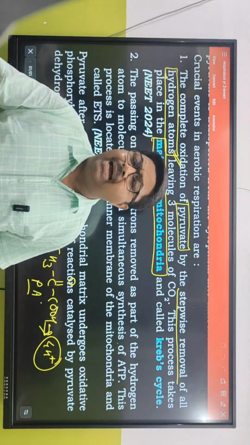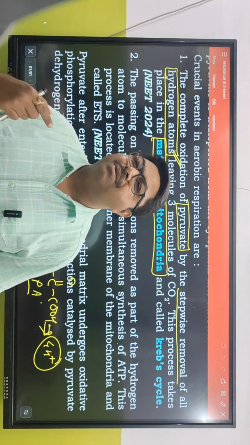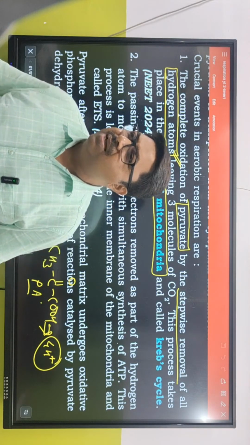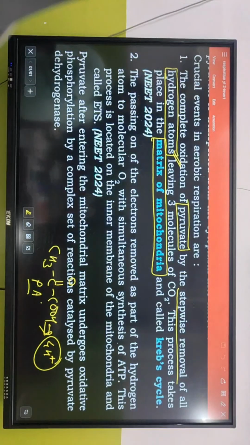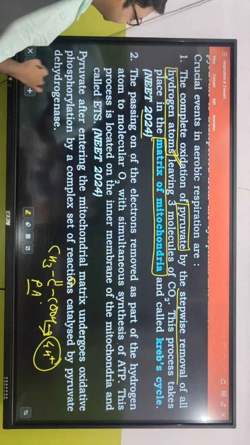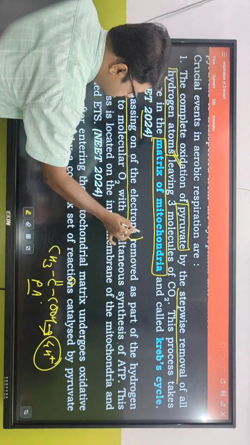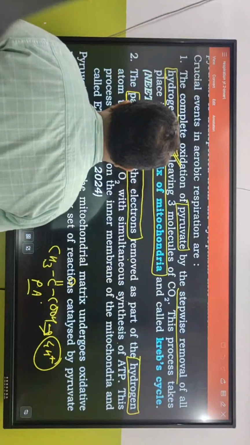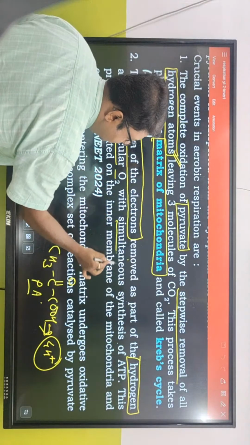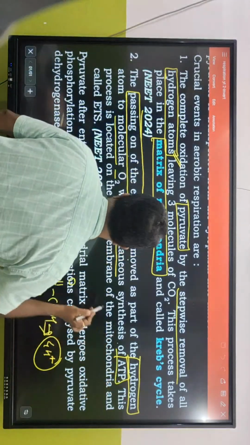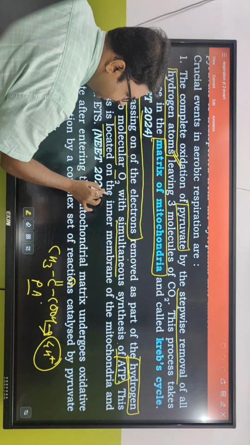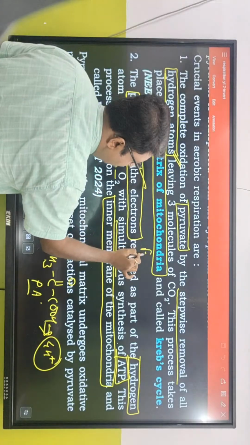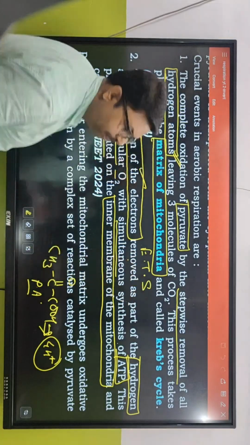What you have to do for that is first change pyruvic acid into acetyl-CoA, then acetyl-CoA in a different way, where oxaloacetic acid binds and forms citric acid, and then cis-aconitic acid, and so it is completed. NEET 124 question: the passing on of the electrons removed as part of the hydrogen atom to molecular oxygen with simultaneous synthesis of ATP. This process is located on the inner membrane of the mitochondria. What is it called? The passing of the electron is called the electron transport system.